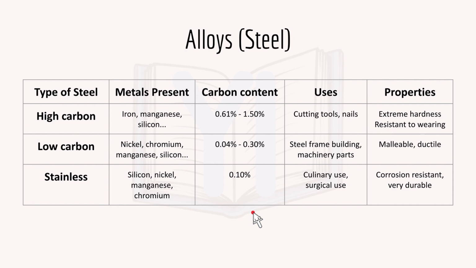And then lastly, we'll look into steel. Here are different types of steel. We have high carbon steel, the metals present, the carbon content, uses and properties. Low carbon steel, and stainless steel, which contains 0.1%, as I'm sure we all know what stainless steels are. Metals present, the uses and properties.